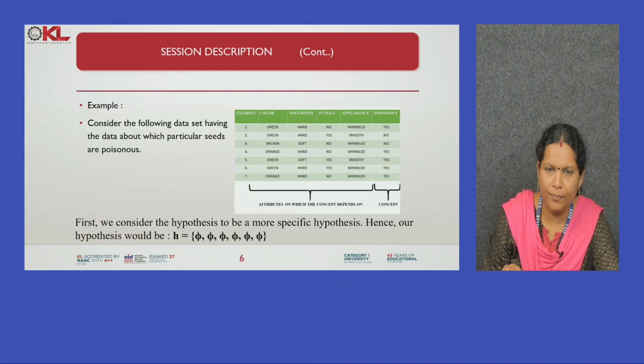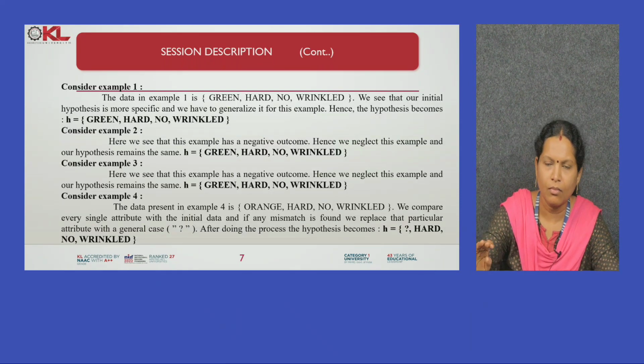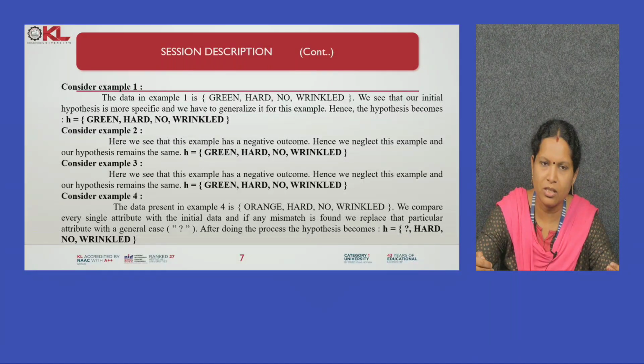Okay, then coming to the next example. What are the attributes here? Green, hard, yes, smooth, and the outcome of this example is no, which means a negative example. So we have to neglect this example and our hypothesis will be the same as the previous one. So H will be green, hard, no, wrinkled.